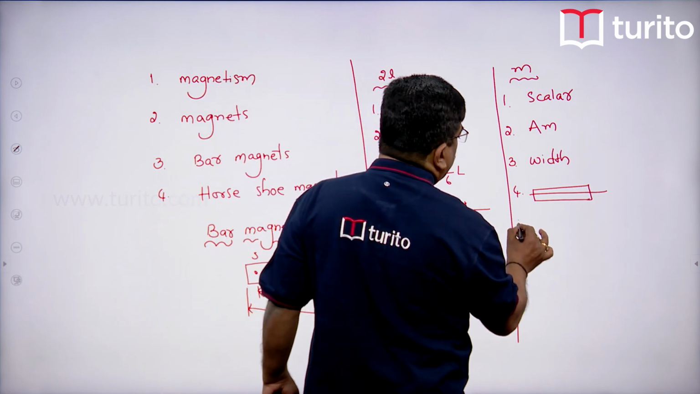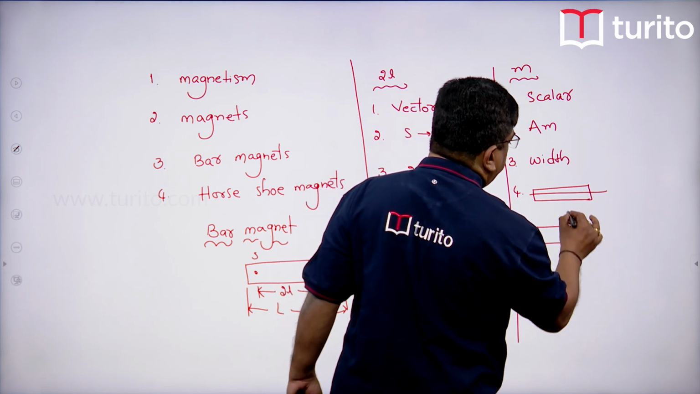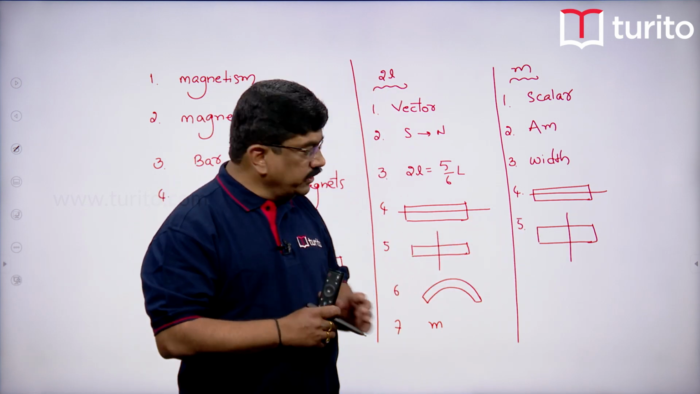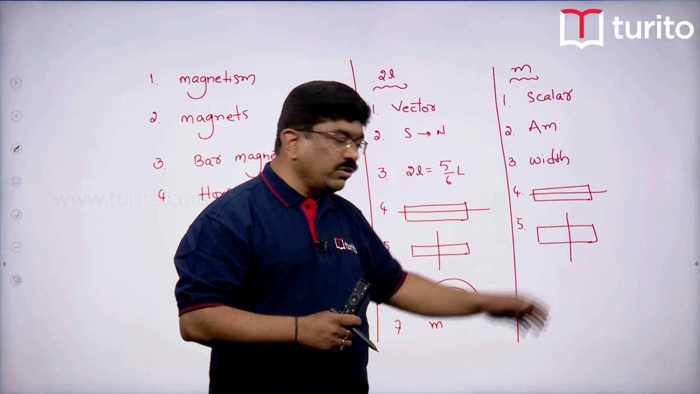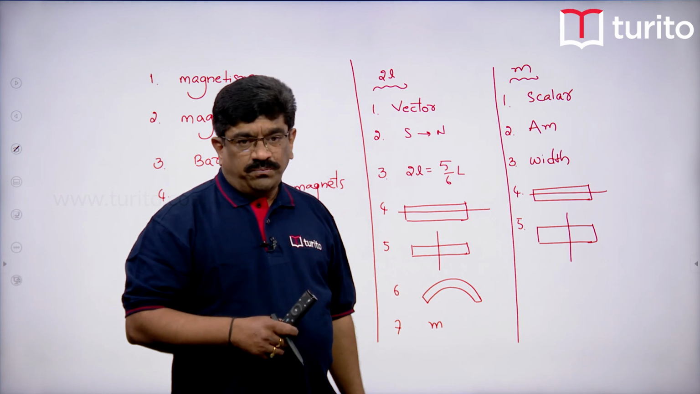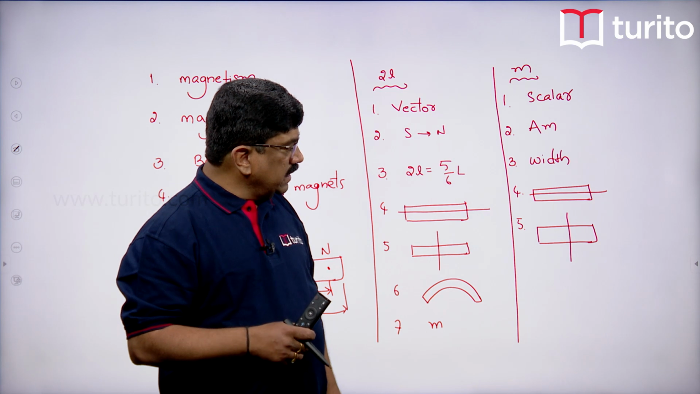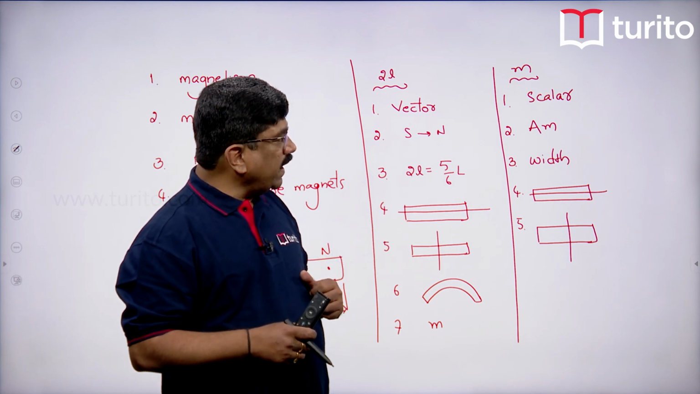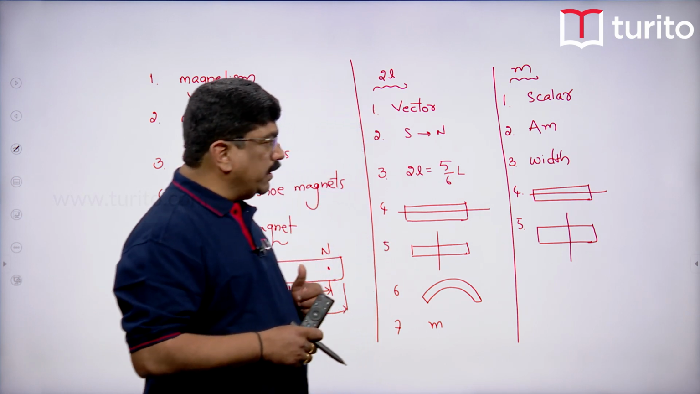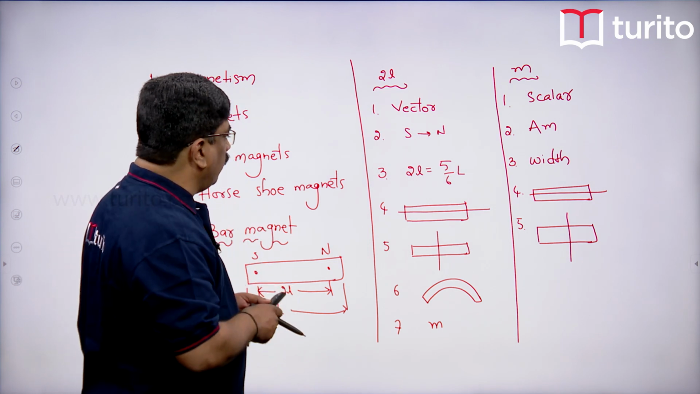Therefore, if we cut a bar magnet perpendicular to length, however many pieces we cut, we can imagine the width of the magnet remains the same. Width remains the same means pole strength remains the same. These are some important points to keep in mind related to pole strength. Now I am going to introduce one more important physical quantity called magnetic moment.